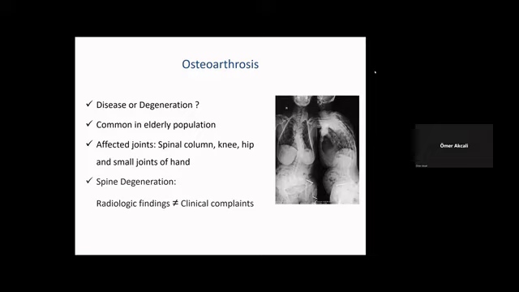Osteoarthrosis is a very common disorder, especially in the elderly population. This problem is a degenerative process of the joints rather than an etiology-based disease. Osteoarthrosis can be seen in all synovial joints of the body, but the spinal column, knee, hip joint, and small joints of hands are commonly affected. However, it's not uncommon for arthritic changes to be seen radiologically but not always be clinically significant. This observation is particularly valid for spinal degeneration.